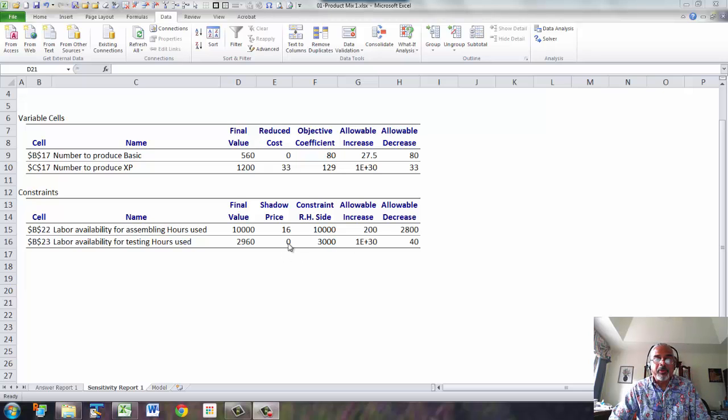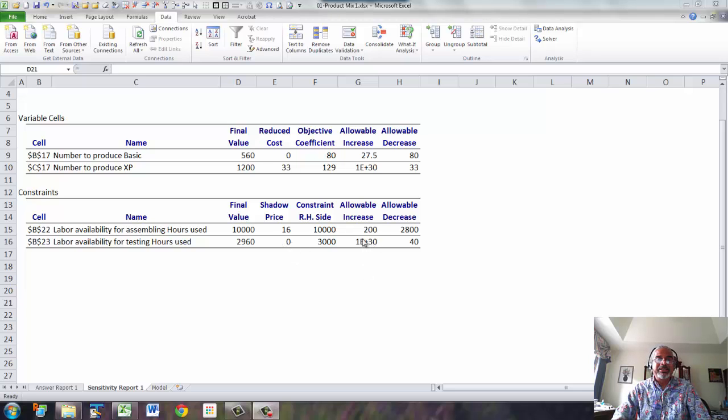Now here the shadow price for the second one is 0. That's because you already have some leftover labor. So you have 3,000 available labor, you're only using 2,960. So now if you add more labor hours, you will only be increasing the slack. You're not going to increase profit, and that's why the shadow price is 0.